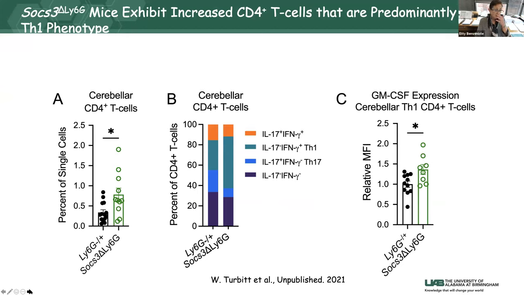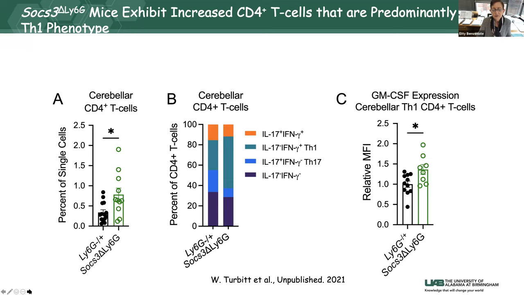Now, these mice, similar to the Lyse6G MCRE mice, also had an increase in the number of infiltrating CD4-positive T cells into the cerebellum. And what Bill did was to characterize whether they were the Th1 cells producing gamma interferon, Th17 cells producing IL-17A, double negatives or double positives.